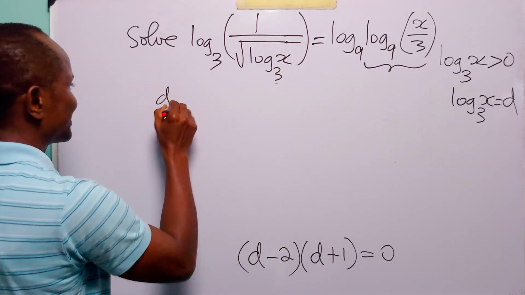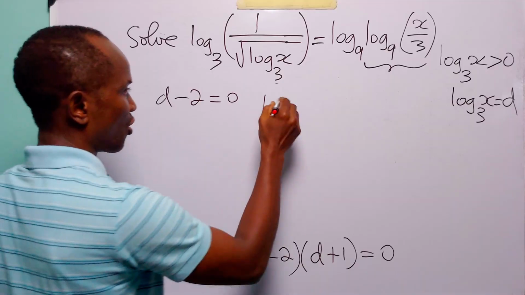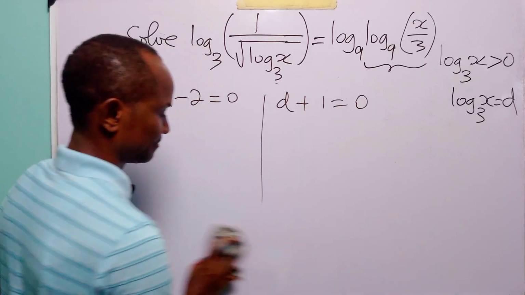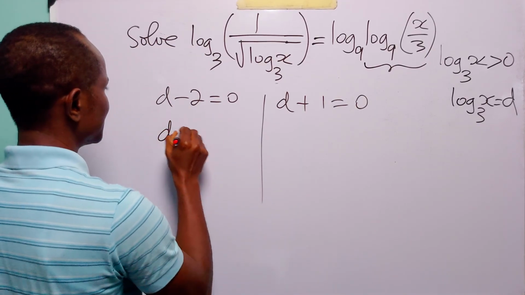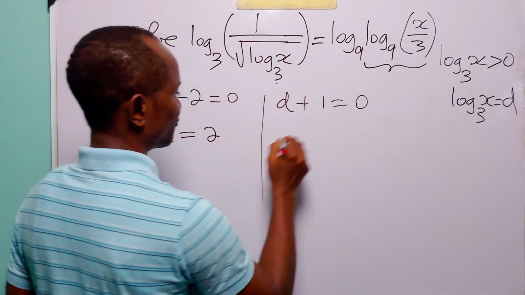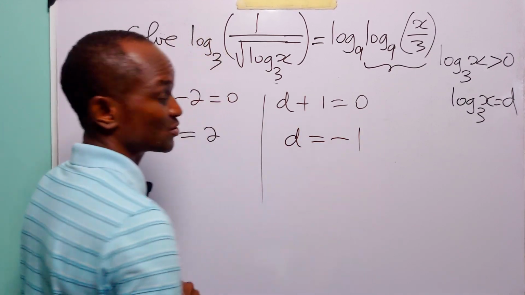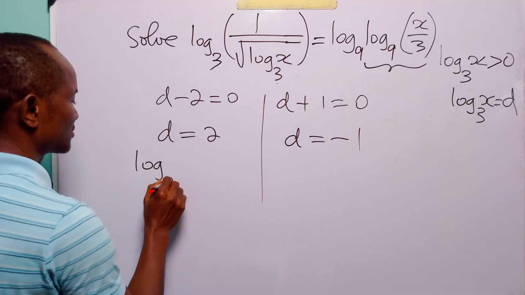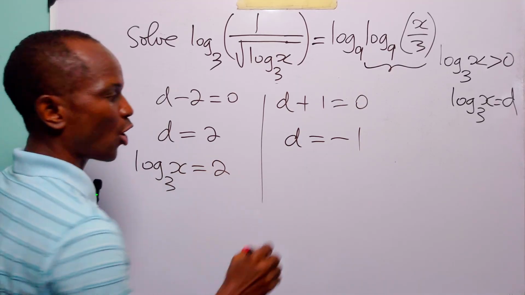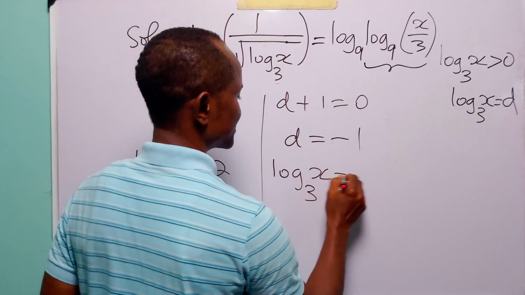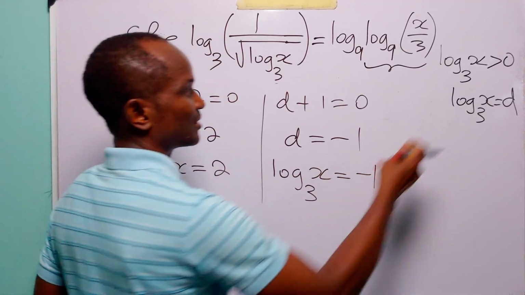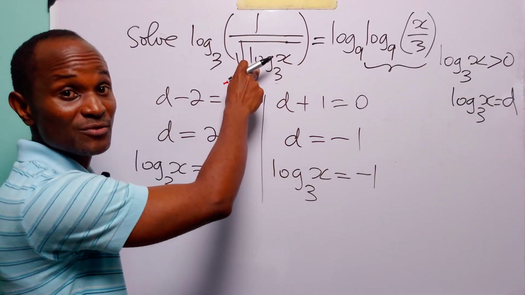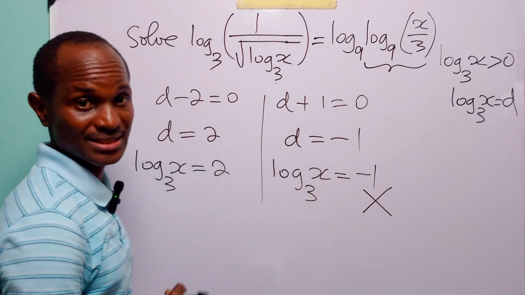And of course, from here we have that either d minus 2 is equal to 0 or d plus 1 is equal to 0. From here we have that d is equal to 2, and from here we have that d is equal to minus 1. But let us remember that d is log to base 3 of x. So log to base 3 of x is equal to 2, or log to base 3 of x is equal to minus 1. But now let us remember this constraint. Log to base 3 of x must be positive because of this square root sign. So this answer is unacceptable.